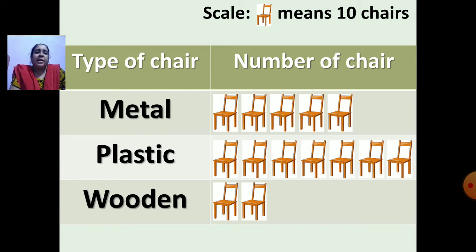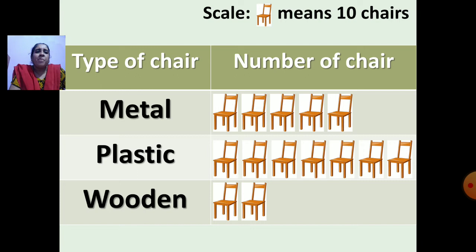Okay. Now here on the left hand side you can see type of chair is given. And on the right hand side what is given? Number of chairs. Now in types of chair you can see what types of chairs there are: chairs made of metal, chairs made of plastic, and chairs made of wood. And then on the other side the chairs are drawn, and you have to keep in mind the scale. Okay, then only you will be able to calculate properly. Here one chair means 10 chairs, because we cannot draw so many chairs, so we are using a scale to show the data or information.